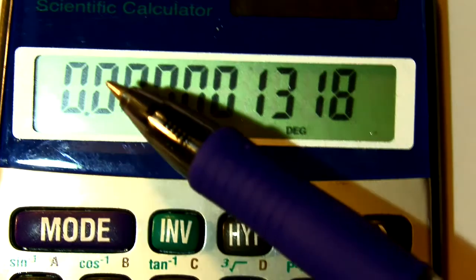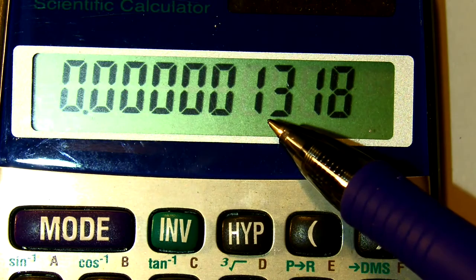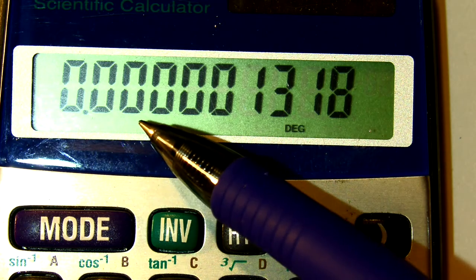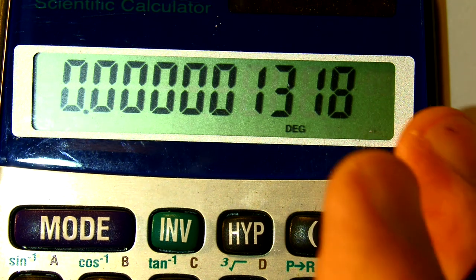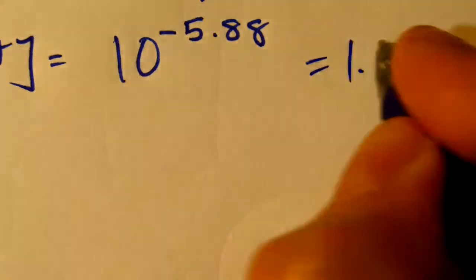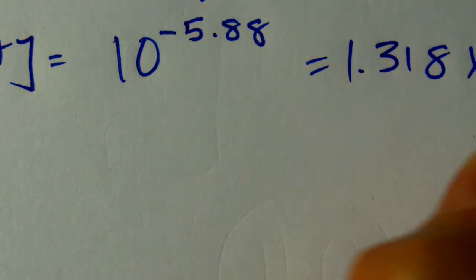0.1. Just watch this. Just take this and get them here between 1 and 3. So 1, 2, 3, 4. 10 to the negative 6. Okay? 10 to the negative 6. 1.318 times 10 to the negative 6.